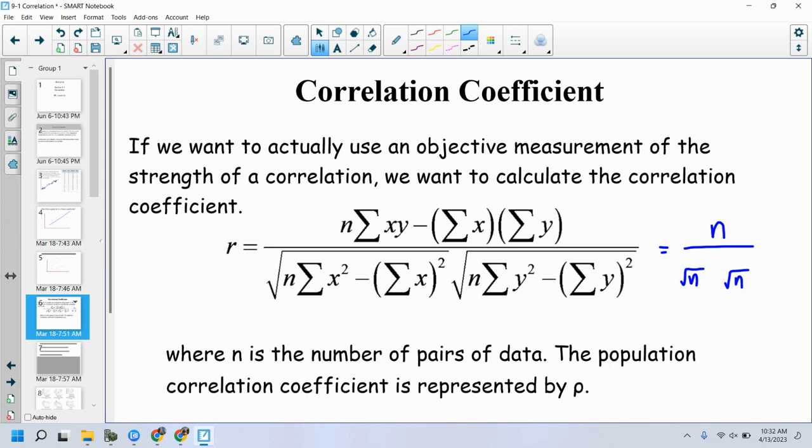What is the square root of n times the square root of n? N. What is n over n? One. And isn't 1 a perfect correlation? Yes. A perfect positive correlation, right? So that's where we're coming from with this R value. R being the level of strength, right? And we'll talk about the parameters of R here soon.